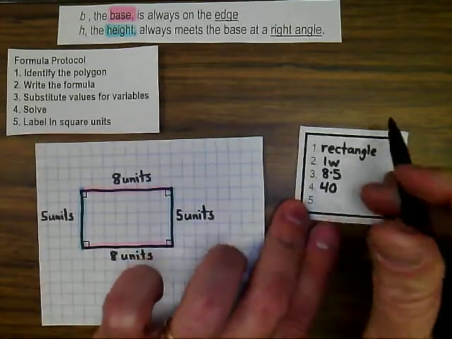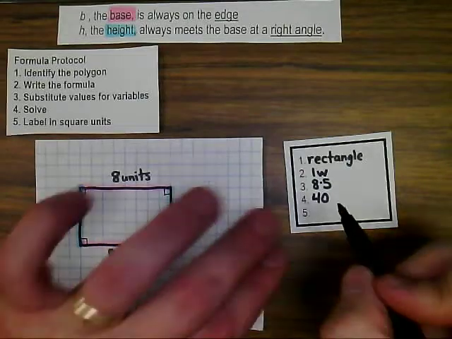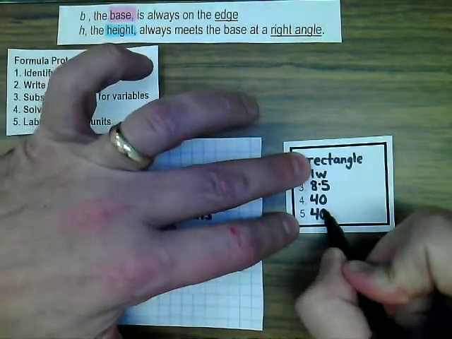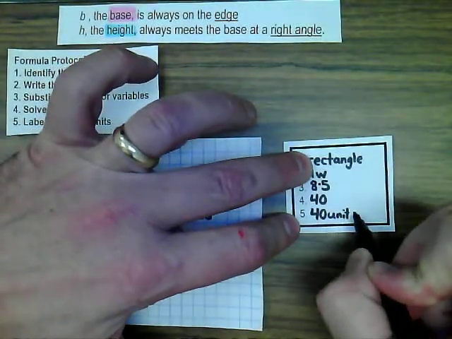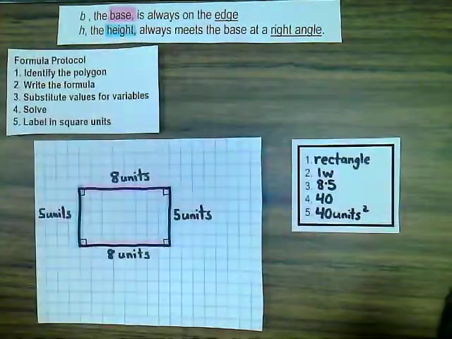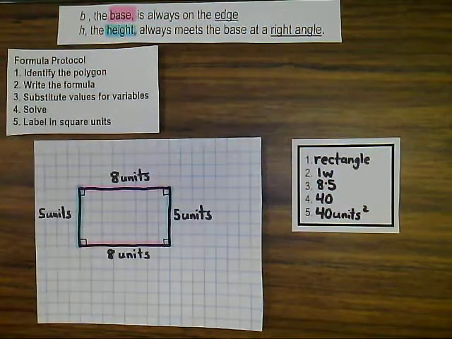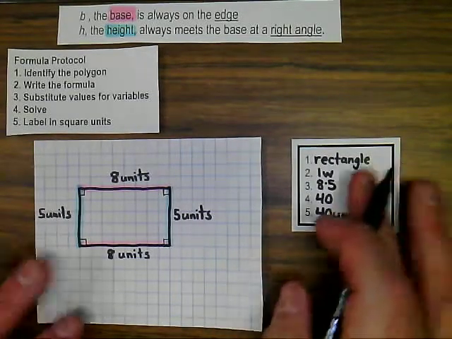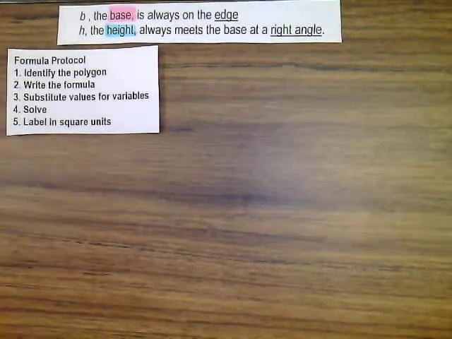And then because my label is units, I'm going to write my answer as 40 units squared. Now that was probably the easiest one for us to do because we're so familiar with how to find the area of rectangles. We're going to now move on to parallelograms.